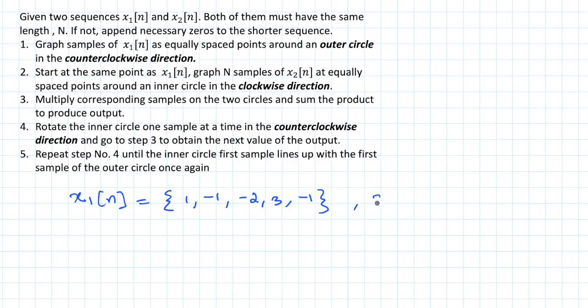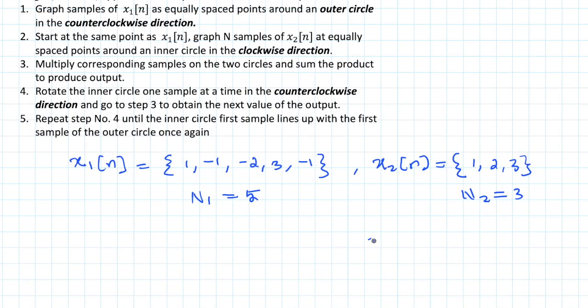And the second sequence x2 of n is 1, 2, 3. Okay, so when you look at the first sequence, you can see that the number of samples of the first sequence is 5, and the number of samples of the second sequence is 3. So we have to make both of them of the same length, so we need to append 2 more zeros to the second sequence, then it will have a length of 5.